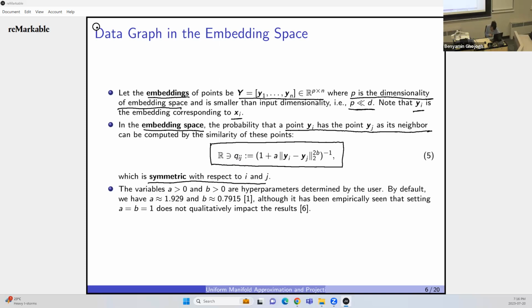Here we have several variables, a and b. They are greater than 0. These are hyperparameters determined by the user. You can find them by cross-validation. By default, we usually use a equal to 1.929 and b equal to 0.7915 according to reference one. Although it has been empirically seen that if you set a and b to 1, it doesn't qualitatively impact the results. So the results don't change much if you set a and b to 1.